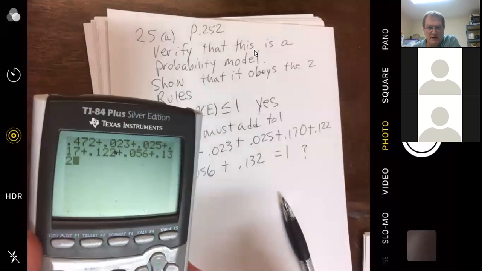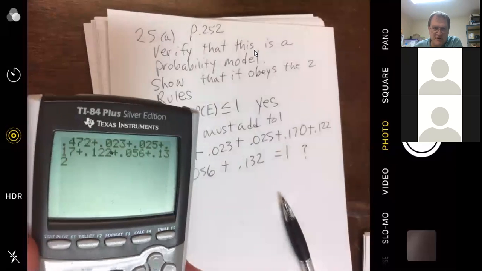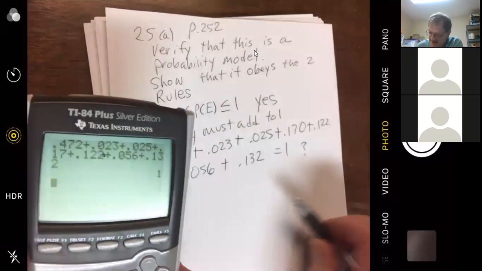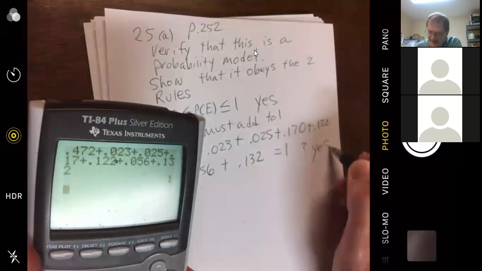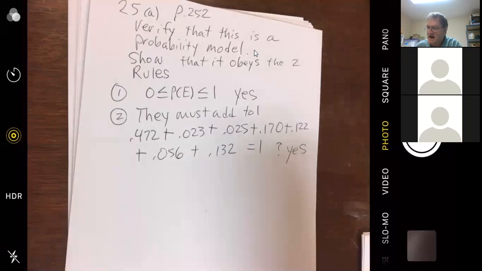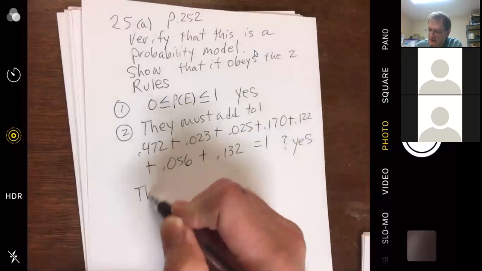I'd like a little drama. If y'all can hear my drum roll. Always like a little drama. It is valid, or this is a probability model.